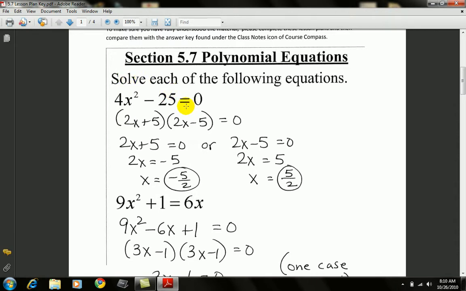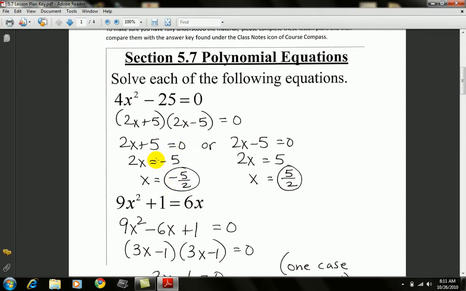So the first thing I notice about this equation is it's degree 2, which is called a quadratic. The equation is already in standard form, and that means I have descending power order equals 0. My next step is to factor. I use the difference of squares formula, 2x plus 5, 2x minus 5 equals 0. If two things are multiplied together to be 0, either the first factor is 0 or the second factor is 0, and then we solve the two cases.